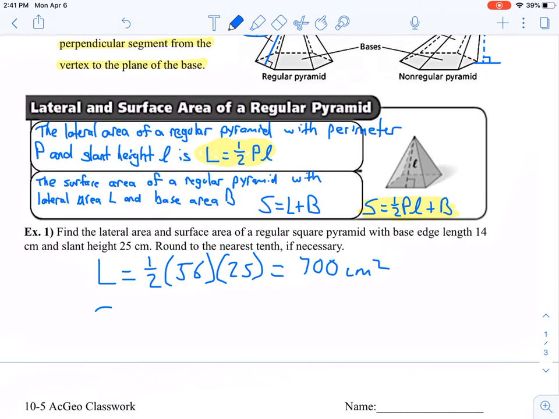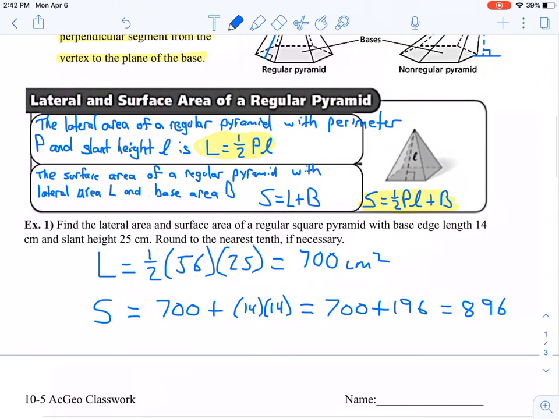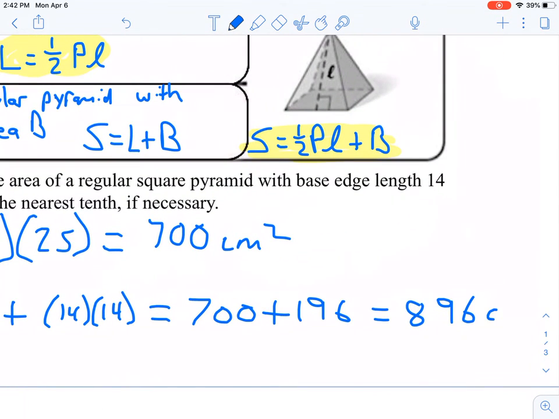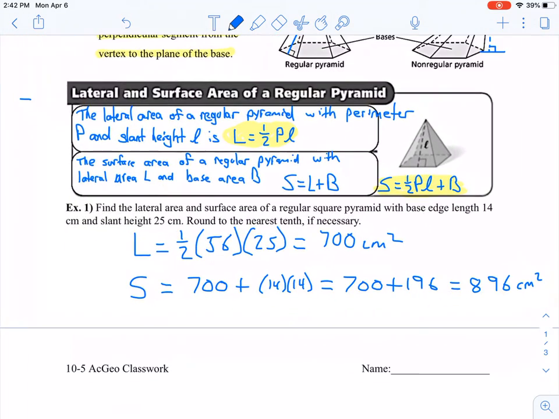And then for the surface area, it's going to just be the lateral area, 700, plus the area of the base, which in this case is 14 times 14, 196. So we got 700 plus 196 equals 896 centimeters squared. And that's lateral area and surface area of a pyramid.